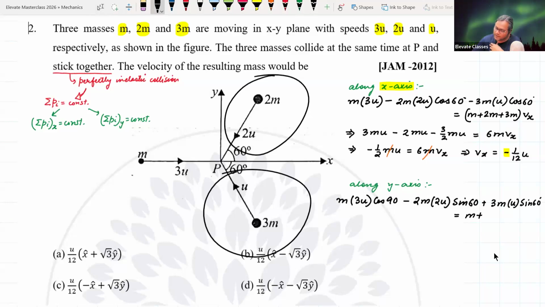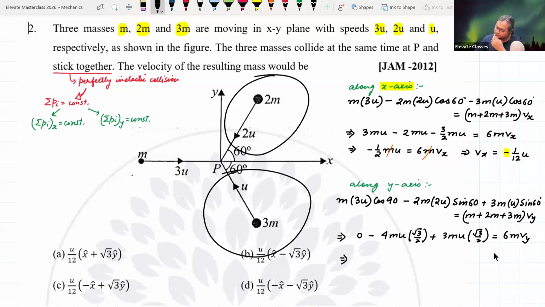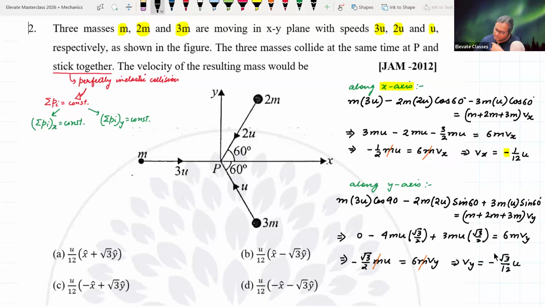So this is equal to again m plus 2m plus 3m, velocity along the y-axis vy. So therefore this becomes 0 minus 4mu sin 60, which is root 3 by 2, plus 3mu root 3 by 2 is equal to 6m vy. So therefore this becomes root 3 by 2 minus mu is equal to 6m vy. So here m and m get cancelled, and you are left with vy is equal to minus root 3 upon 12 u.